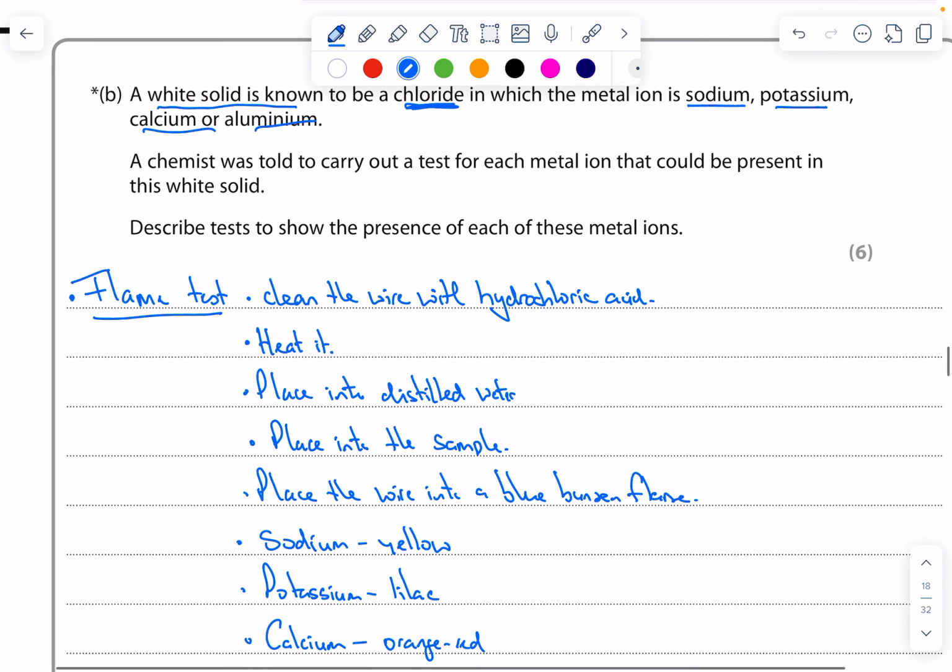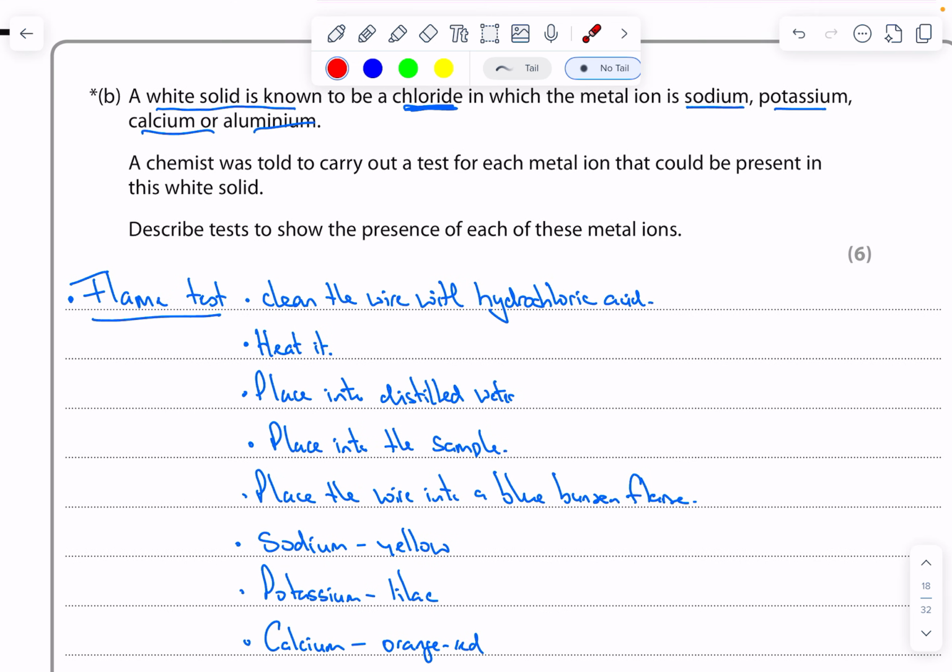The first test is a flame test. And to do a flame test, you get your wire loop, and you would first of all dip the wire into hydrochloric acid, and then you would heat it, and then you dip it into distilled water to get it damp, and then place it into the solid sample that you are going to test, so some of the sample will stick to it. You place the wire into the blue Bunsen flame, and you observe the colour.